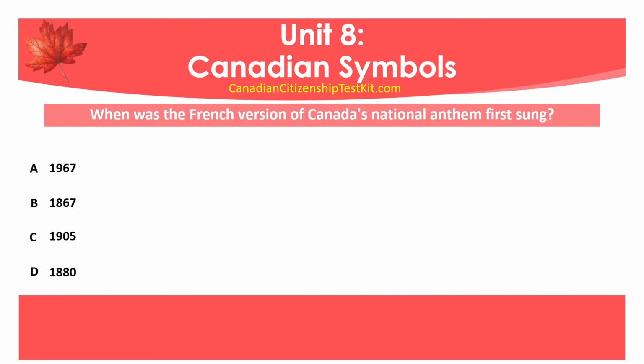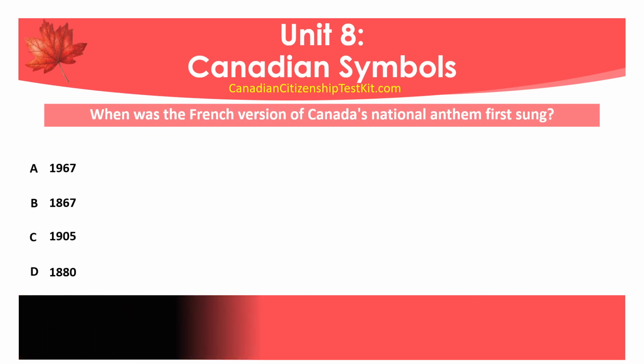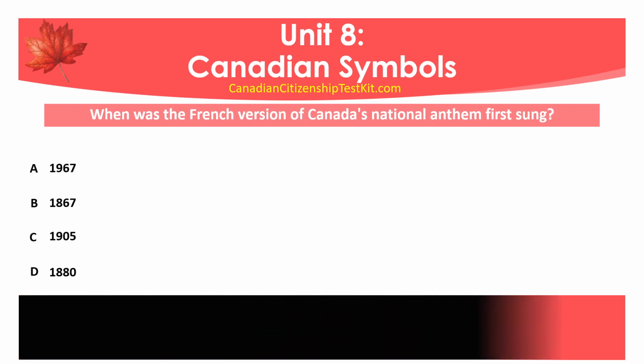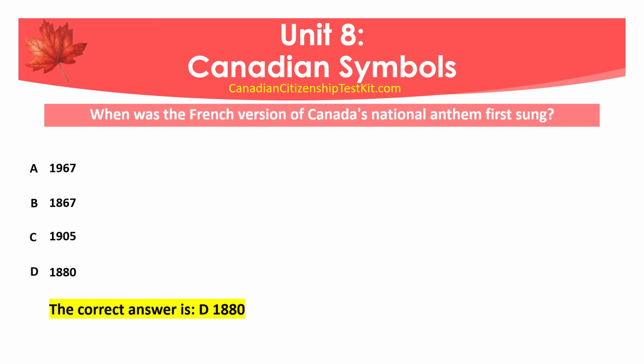When was the French version of Canada's national anthem first sung? A. 1967. B. 1867. C. 1905. D. 1880. The correct answer is D. 1880.